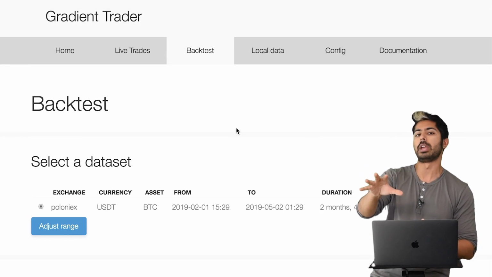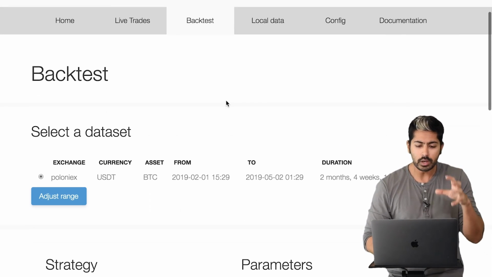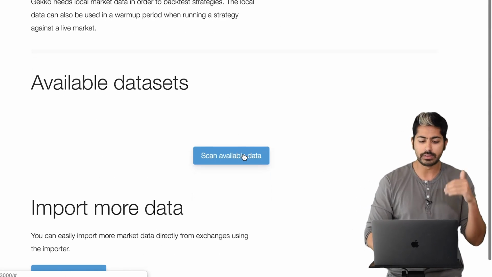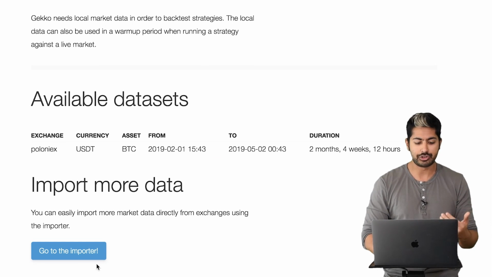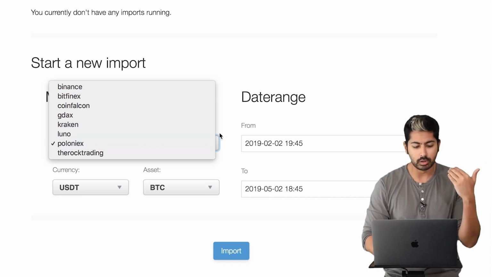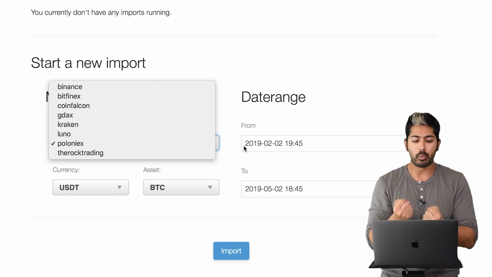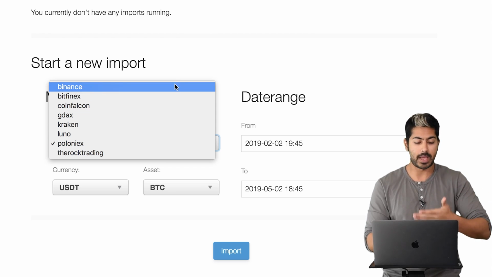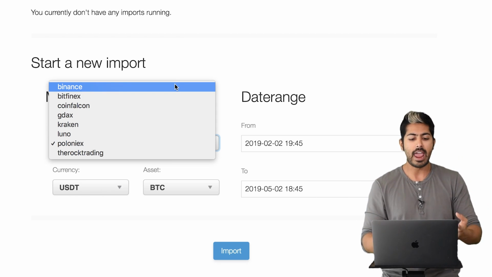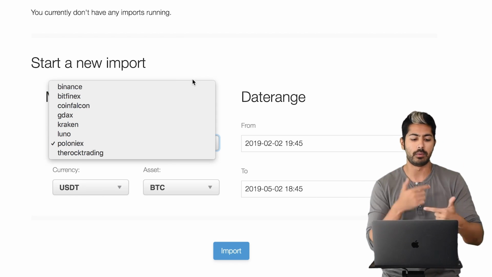It's called GradientTrader. That's what I've called it. And what you can do is pull data from many different exchanges. So you can say, well, the Poloniex exchange is the one that I chose to pull Bitcoin data from, but we can pull it from a bunch of different exchanges, as you see here, and then use that data to train our algorithm.